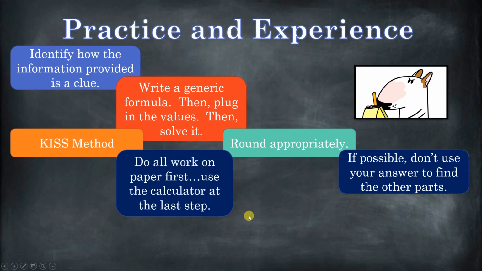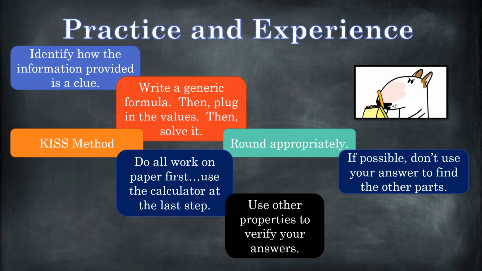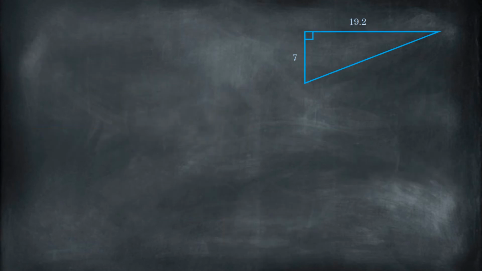So keep it simple, stupid, right? And then do all of your work on paper, do the calculator last step, and then use the other properties to verify if you got it right. Just like we just did. Let's do one more example, right?